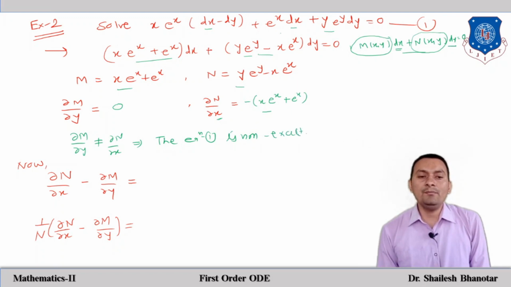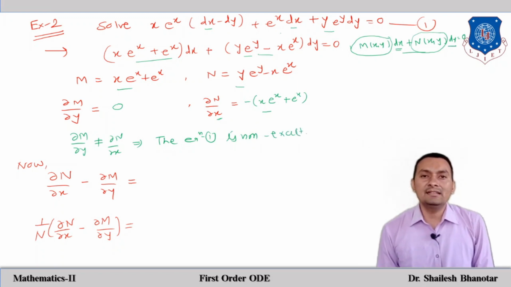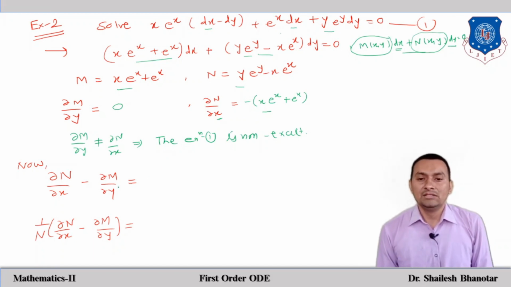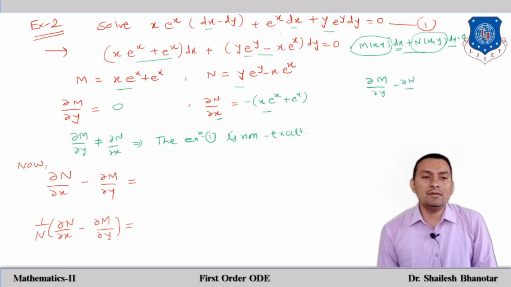That means we can make this differential equation exact by finding an integrating factor and then multiplying with equation number 1. So let us find the exact integrating factor. First we start with the difference of these, that also you can compare. Let me explain here. If I start with del m by del y minus del n by del x, as per our discussion in case number 1, I will get minus plus x times e raised to x plus e raised to x.